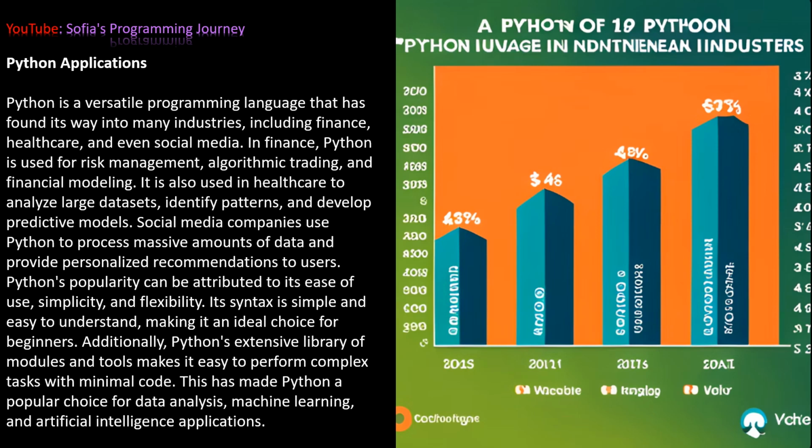Python's popularity can be attributed to its ease of use, simplicity, and flexibility. Its syntax is simple and easy to understand, making it an ideal choice for beginners. Additionally, Python's extensive library of modules and tools makes it easy to perform complex tasks with minimal code. This has made Python a popular choice for data analysis, machine learning, and artificial intelligence applications.